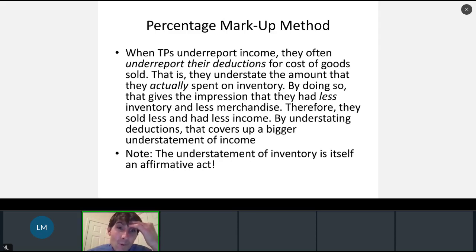The understatement of inventory is itself an affirmative act. If that term sounds familiar, it's because it was one of the foremost elements of tax evasion.